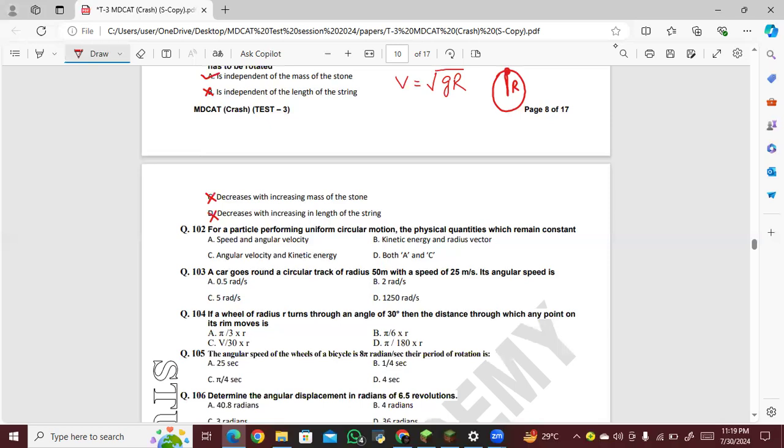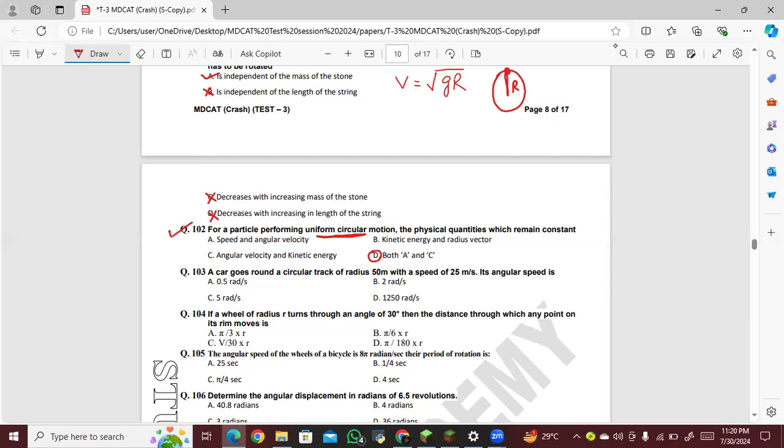Let's move to question 102. For a particle performing uniform circular motion, the physical quantity which remains constant. The hint is the uniform circular motion. In uniform circular motion, speed also remains the same, because if the speed changes, the motion will no longer be uniform. And the angular velocity is also constant. So the answer is both A and C.